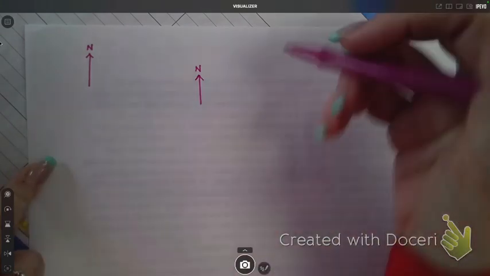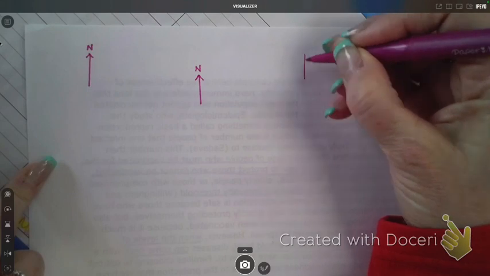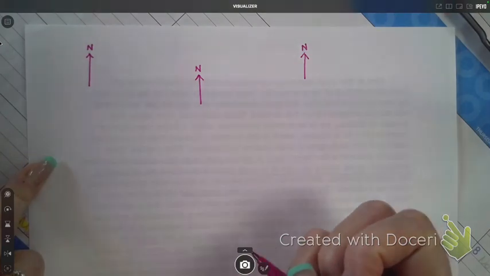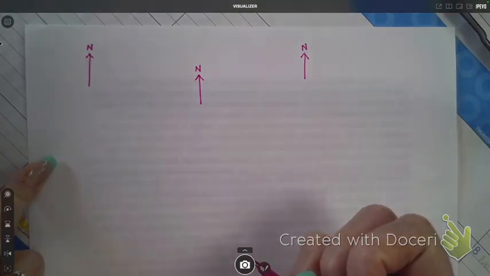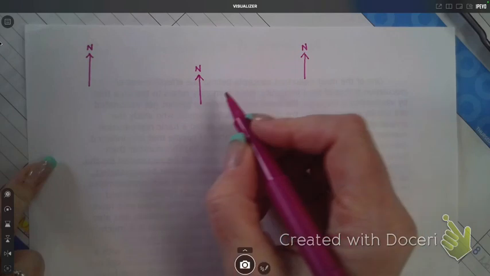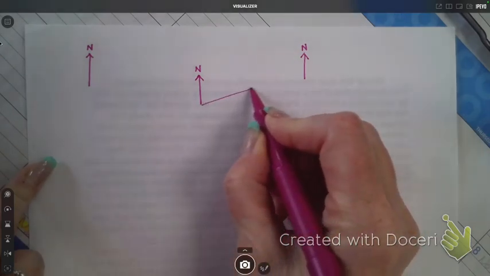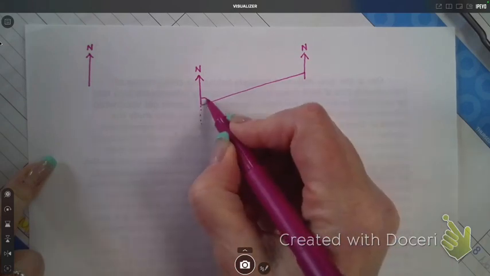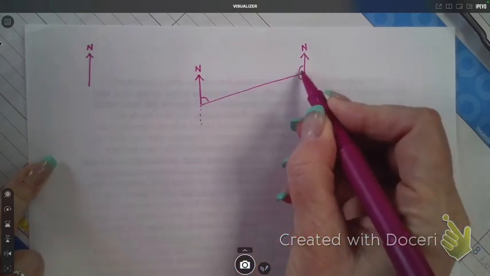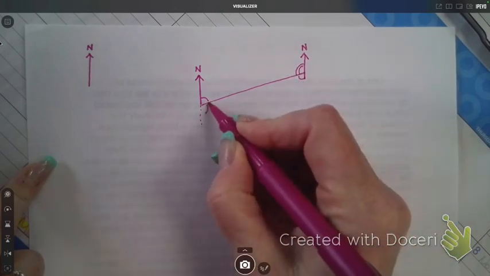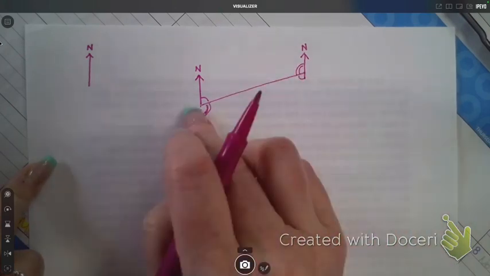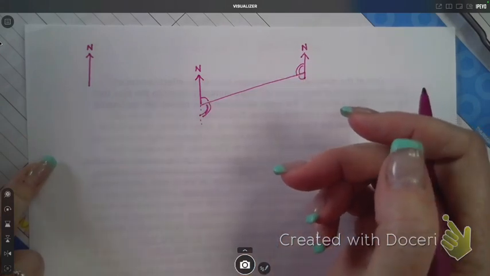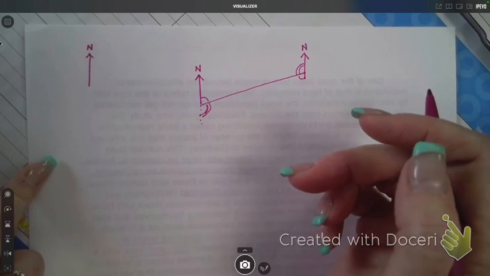And every single one of these lines are, guess what? What are they to each other? Not perpendicular. Parallel. Every single one of them are parallel. So if I connect them, I have alternate interior angles that are congruent. I have same side that are supplementary. So every single one of those rules that we've had before apply with parallel lines.